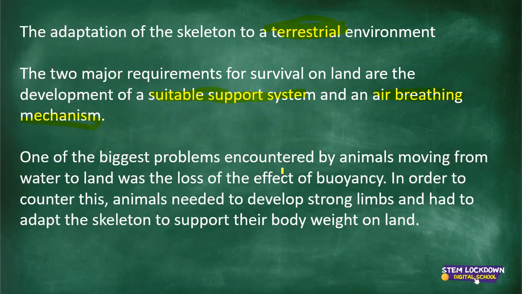One of the biggest problems encountered by animals moving from water to land was the loss of the effect of buoyancy. You remember, notice the difference when you move out of the water. Let's say you were swimming back to land. In water, for those who can swim anyway, you feel lighter, you can float, it's nice. And then now there's a certain heaviness on land, because there was the loss of the effect of buoyancy. In order to counter this loss, animals needed to develop strong limbs. Limbs are the legs, and they had to adapt the skeleton to support their body weight on land.